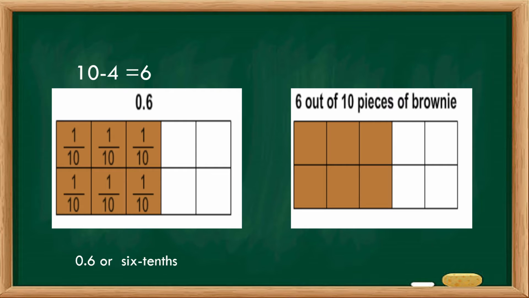Now, if we want to convert this to a fraction, we just show the part of the whole with a fraction line in between the digits instead of the decimal. So the 0.6 is now written as 6/10.